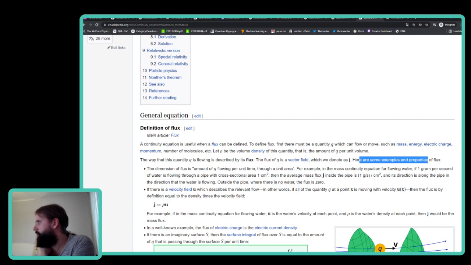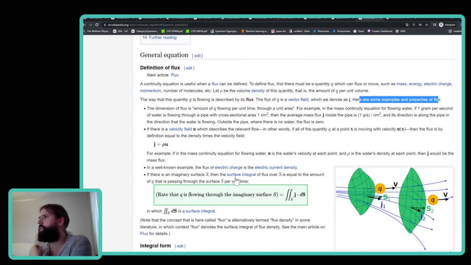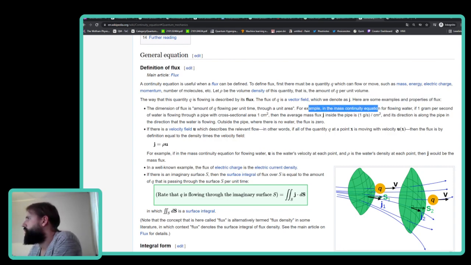Here are some examples of properties of flux. The dimension of flux is the amount of Q flowing per unit time through a unit area. For example, in the mass continuity equation for flowing water, if 1 gram per second of water is flowing through a pipe with a cross-sectional area of 1 square centimeter, then the average flux inside the pipe is 1 gram per second per square centimeter. Its direction is along the pipe, in the direction that the water is flowing. Outside the pipe, there is no water.